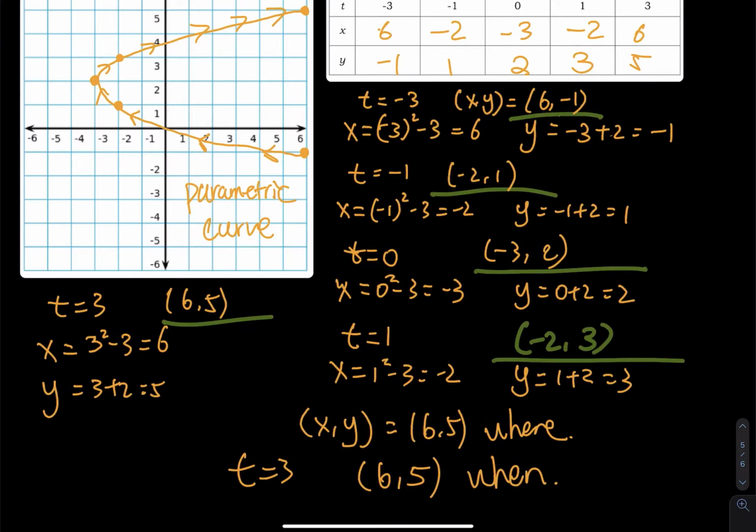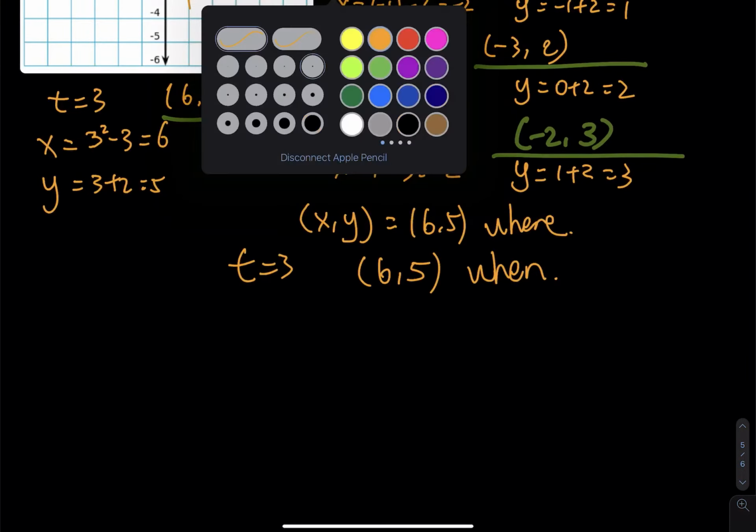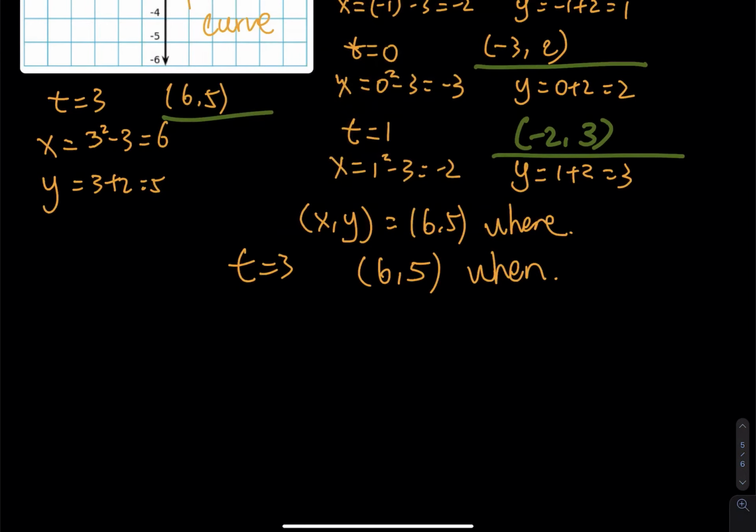We have a parametric equation. I want to convert the parametric to rectangular. All right, so let's do that. Let's do this in another color, in pink. So what is my parametric equation? I have x equals t squared minus 3, and y equals t plus 2.